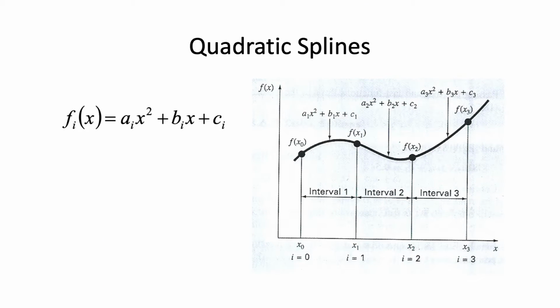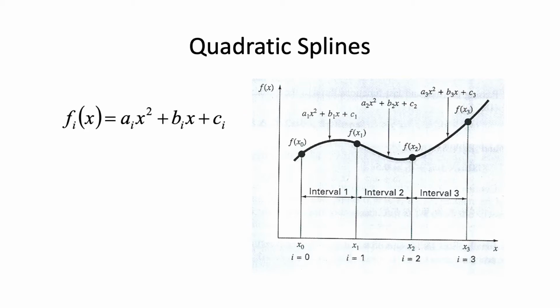The objective in quadratic splines is to derive a second-order polynomial for each interval between the data points. So between this interval, we have this polynomial. In this interval, we have this polynomial. And in this interval, we have this polynomial approximating this curve. The polynomial for each interval can be represented generally as shown in the equations.